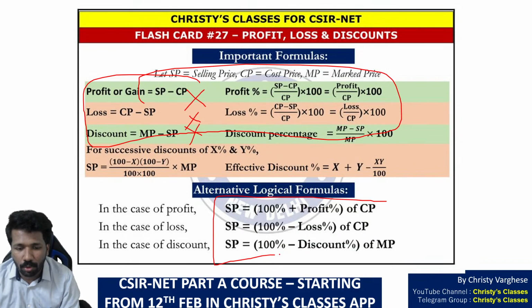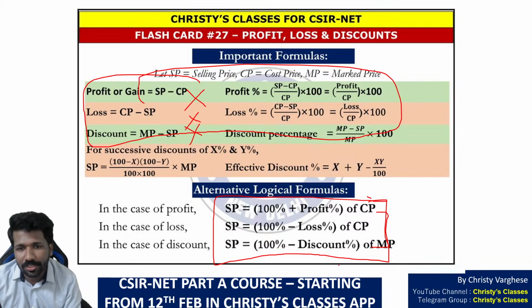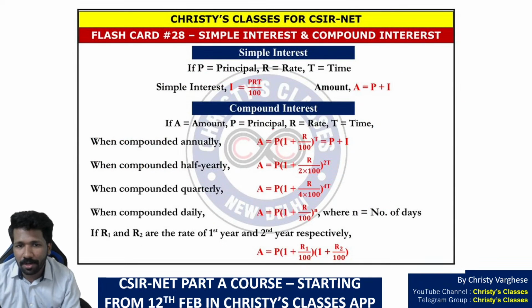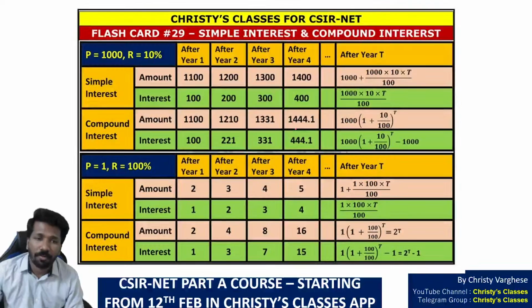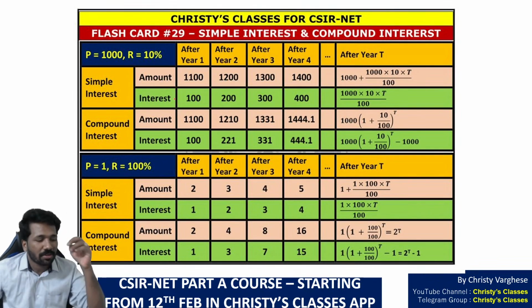Instead, if you know the logical ideas of profit, loss, discount, it helps you do more questions in this chapter. And simple interest, compound interest also have formulas. In some questions the formula will help: I is equal to PRT by 100, and this compound interest formula. But more important than the formula is the logic behind the formula.